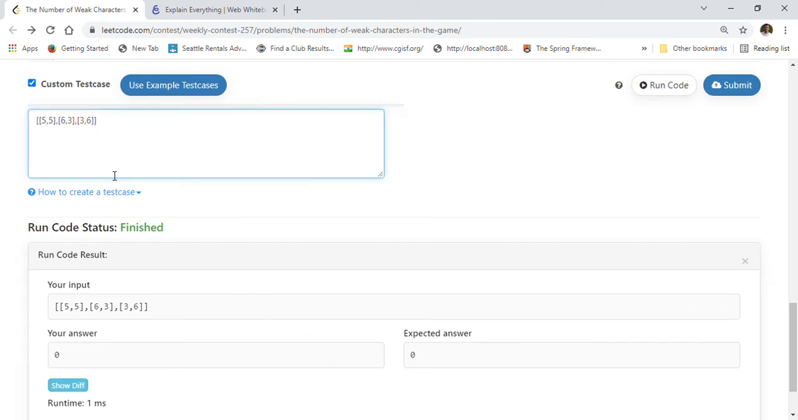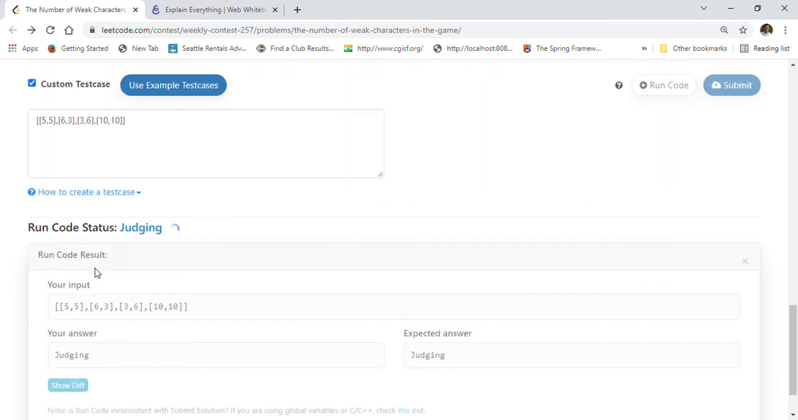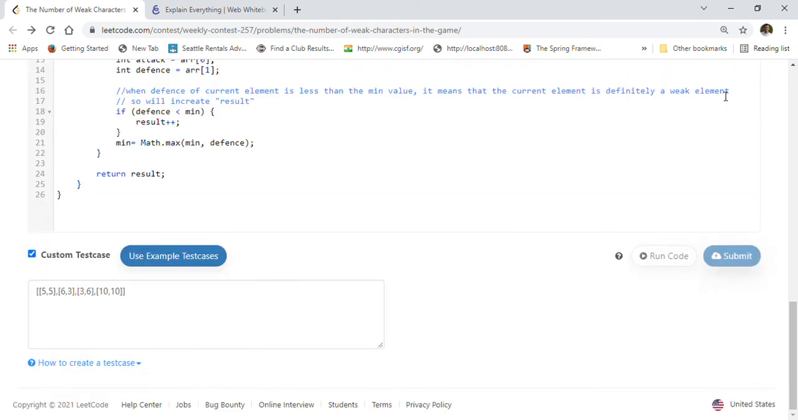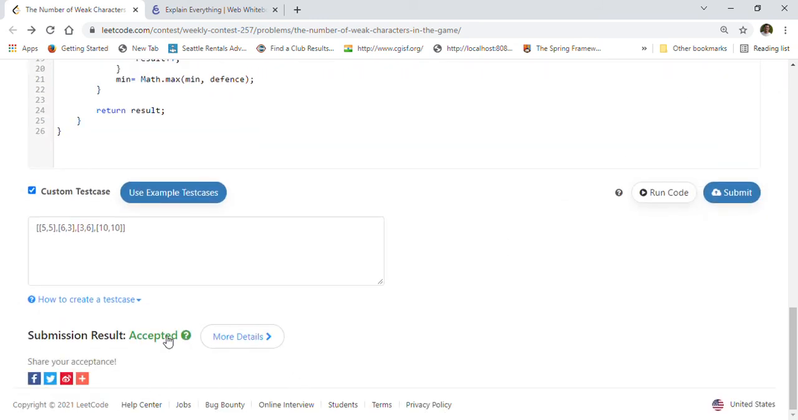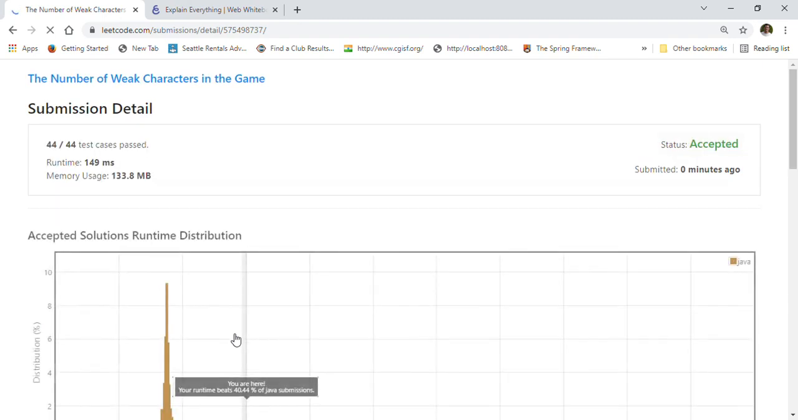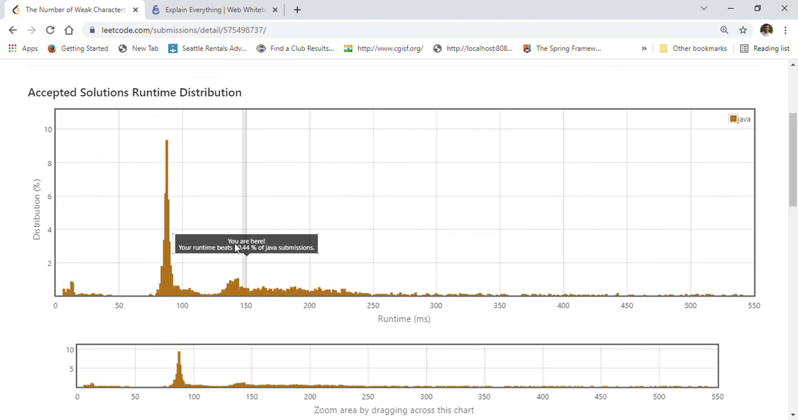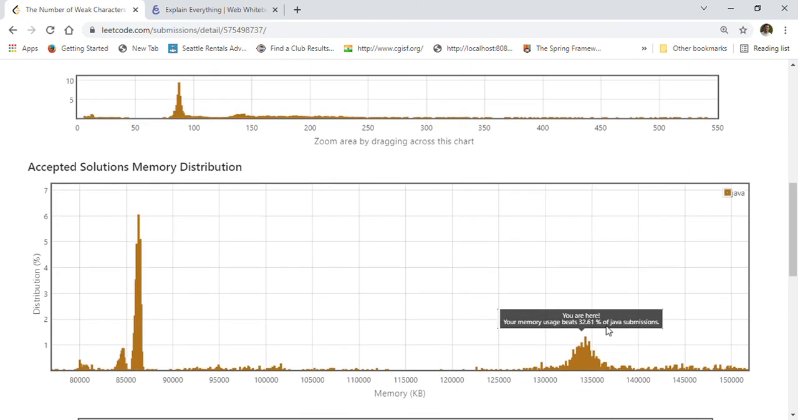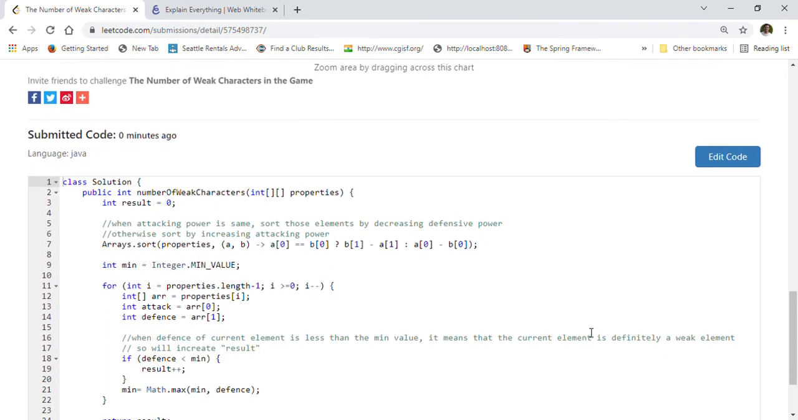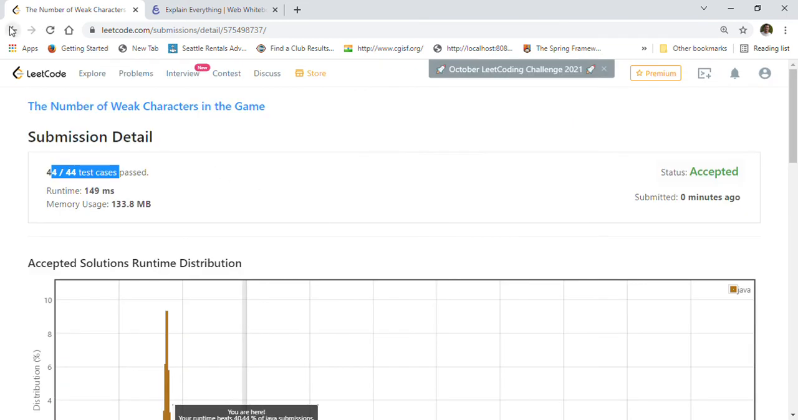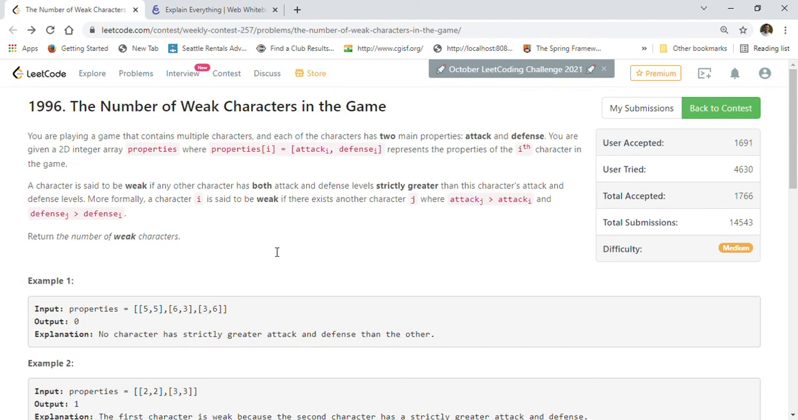Now if we put one pair here, in this case, because all these 3 pairs are weak pairs, then 10 10, we are getting the correct answer as 3. So we'll go ahead and submit our solution. Our solution got accepted by LeetCode, and all the 44 test cases passed here. We get 40% better runtime and 32% better memory. That's pretty good. So this is the way you can solve the number of weak characters in the game.